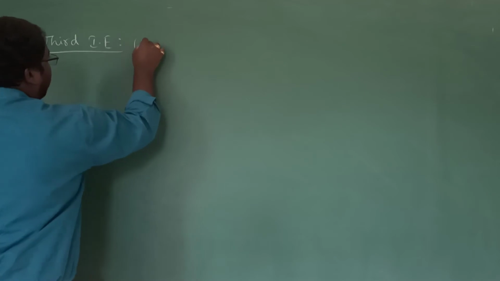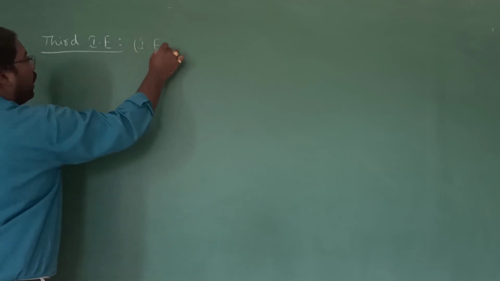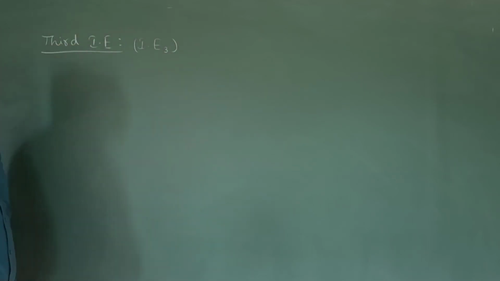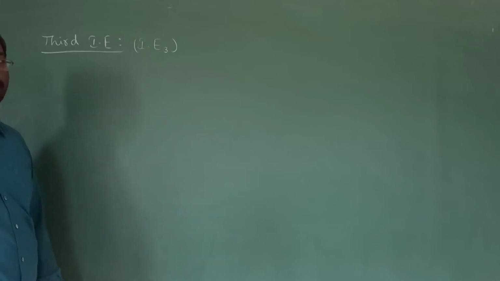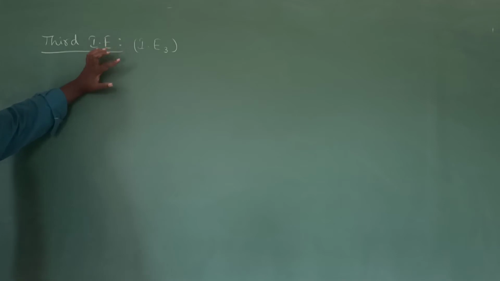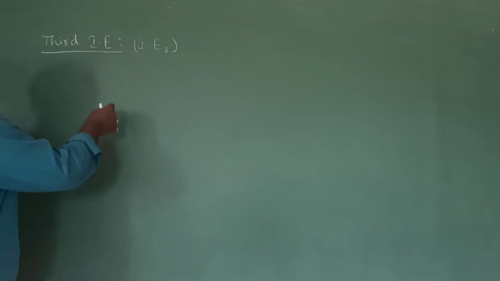Now, coming to third ionization energy, I hope you are now able to define this. How can we define third ionization energy? First ionization energy we defined: it is regarding the removal of an electron from the atom. Second ionization energy is regarding a unipositive ion. Third ionization energy corresponds to what? To removing the electron from the dipositive ion.